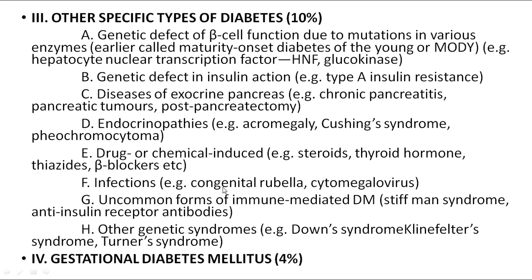Infection like congenital rubella infection or cytomegalovirus infection, so that infection leads to the destruction of the beta cells of the pancreas. Uncommon form of immune mediated diabetes mellitus and other genetic factors like Down syndrome, Klinefelter syndrome, and Turner syndrome. And in 3 to 4% of the cases it is due to gestational diabetes mellitus.